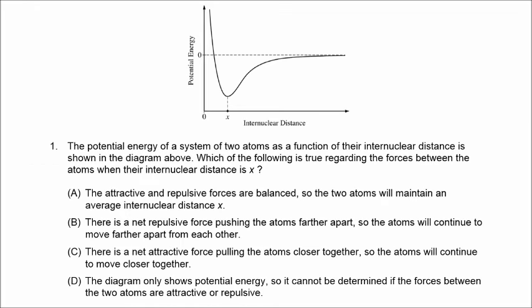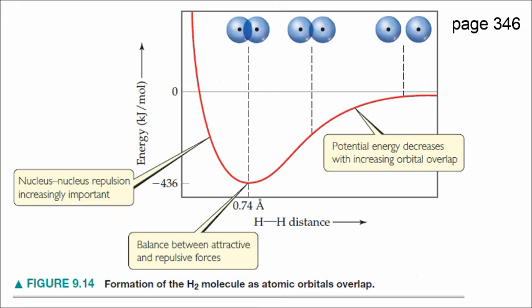Number 1. In this diagram, we have two atoms, and we are looking at the distance between the atoms and the potential energy. If this diagram looks familiar, which it should, take a look on page 346 in your textbook, figure 9.14. It's talking about the distance between two hydrogen atoms, and you can see they're pointing to the energy minimum on the graph, represented by 0.74 angstroms. And at that point, there is a balance between the attractive and repulsive forces.